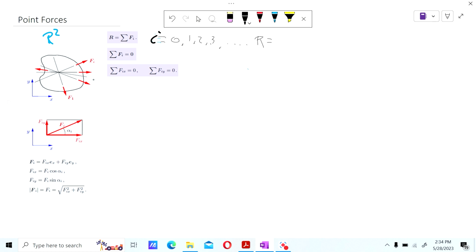We have 1, 2, 3, 4, 5, for example. So R is the summation of F1 plus F2 plus F3 plus everything else up until, say, F5, right? Or F15 or F150. However many forces we have. F is a force.